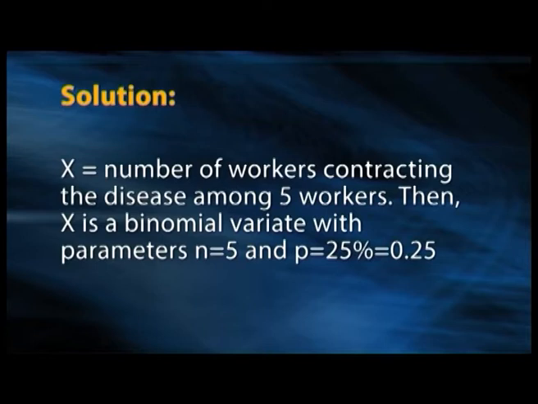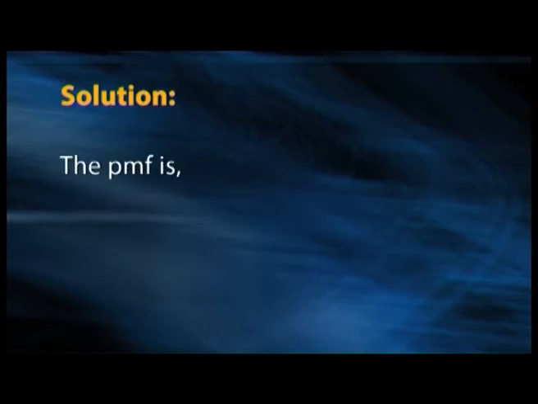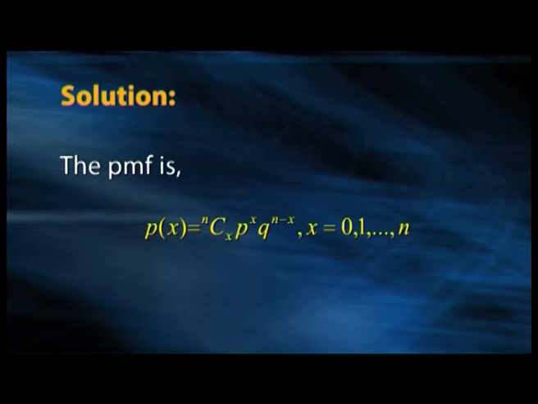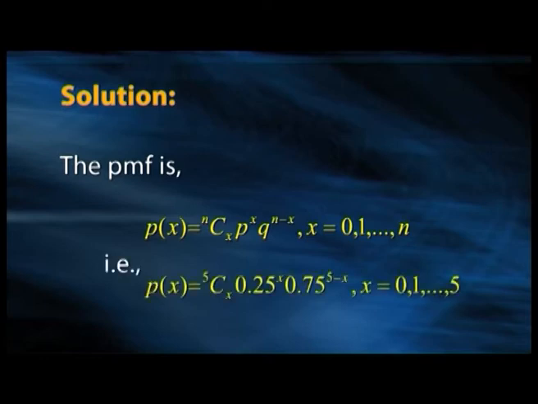The probability mass function is P of X is equal to nCx into p power x into q power n minus x, x takes values 0, 1, etc., n. That is P of X is equal to 5Cx into 0.25 power x into 0.75 power 5 minus x.